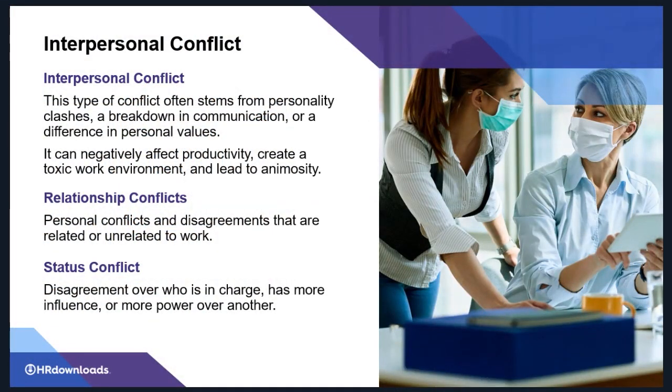So disagreements that happen in the workplace can either be described or categorized as interpersonal or task conflict. Interpersonal conflict is the most obvious because this type of conflict stems from personal clashes, such as differences in personalities, a breakdown in communication, or a difference in personal values. This is something that can negatively affect productivity and create a toxic work environment, as well as lead to animosity between coworkers due to different viewpoints.